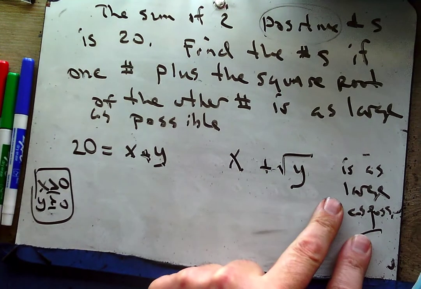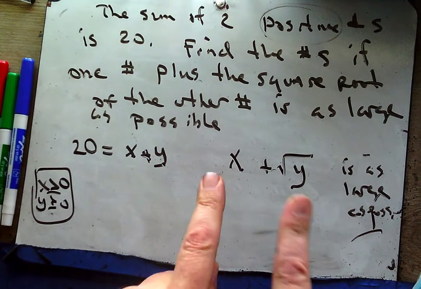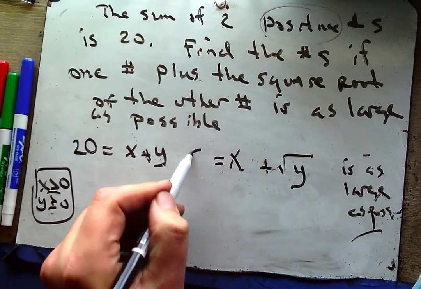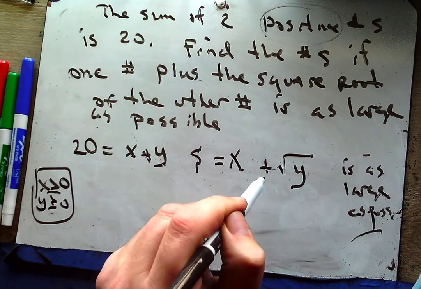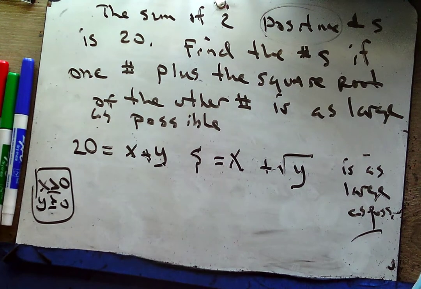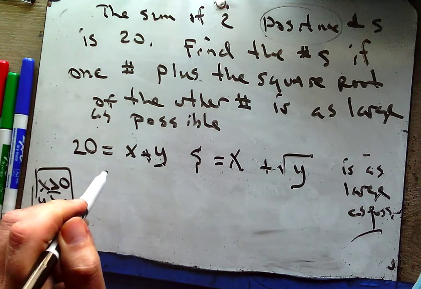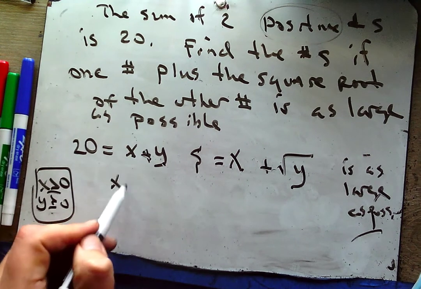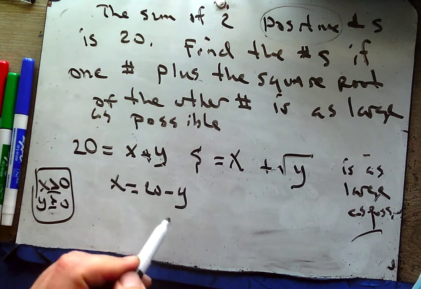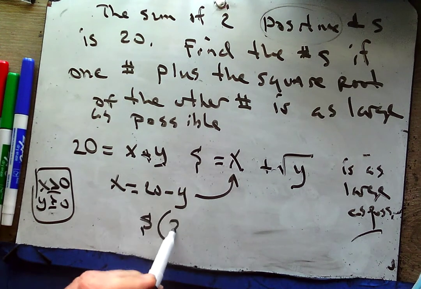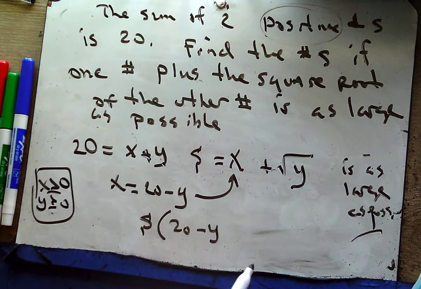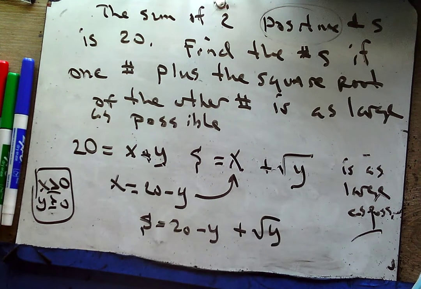As large as possible. Largest. I want the sum to be largest. This is the one I want to take the derivative of. This is my helping equation. So if I say that x equals 20 minus y, then I can have the sum in terms of just y's. Sum equals 20 minus y plus square root of y.